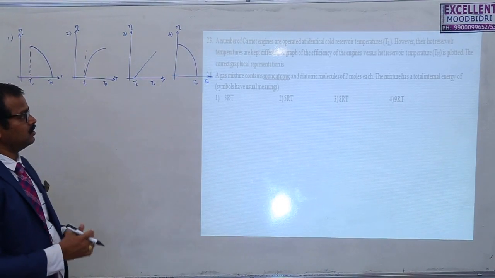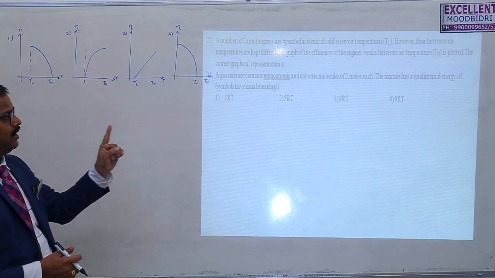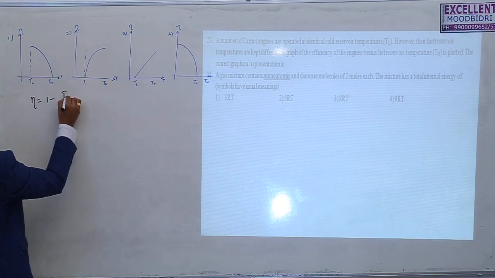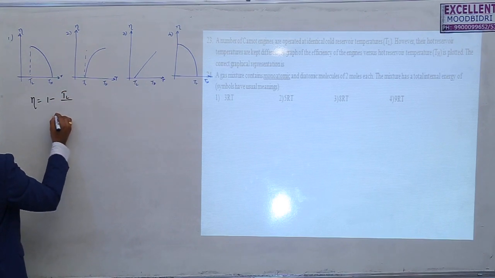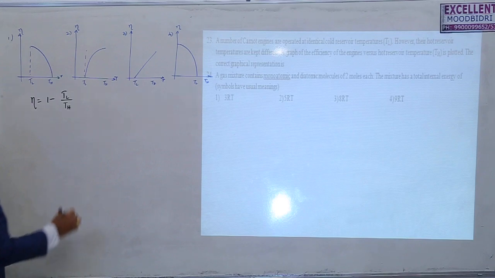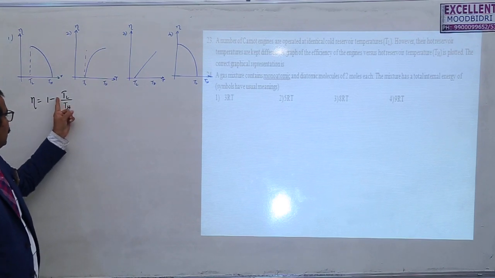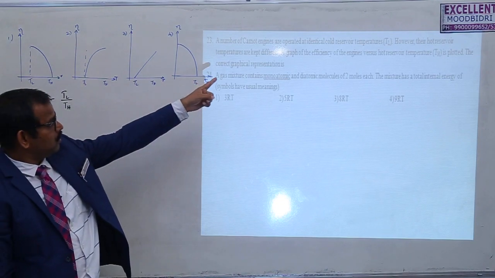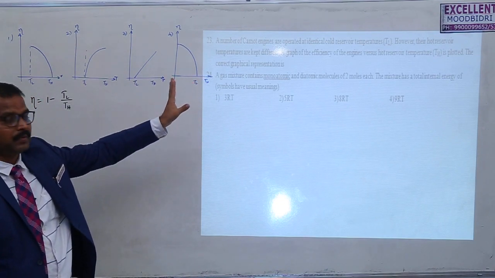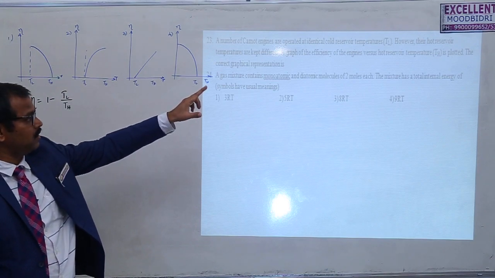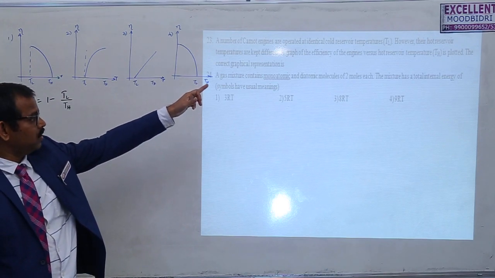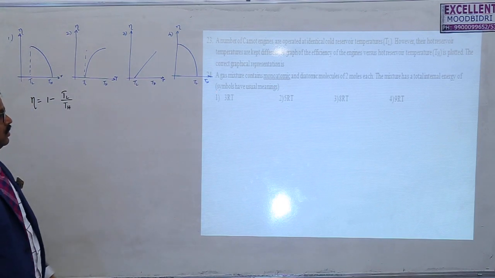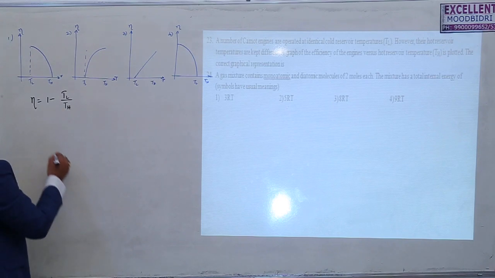23. A number of Carnot engines are operated at identical cold reservoir. The efficiency of a Carnot engine is given by 1 minus temperature of cold reservoir by temperature of hot reservoir, that is sink and source temperatures. TL represents lower temperature, TH represents high temperature. However, their hot reservoirs are kept different. TH is kept different, but TL is constant for all the engines. A graph of efficiency of engines versus hot reservoir is plotted. The correct graphical representation is ___.